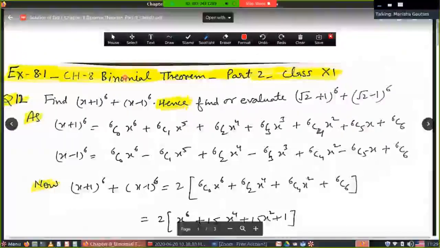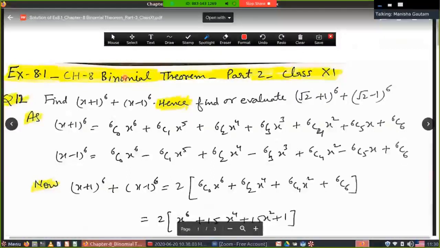In the previous lecture, we studied the binomial theorem, chapter 8. We studied how to apply the binomial theorem, what the binomial coefficients are, and the Pascal rule to find the coefficients of the binomial. Now, in this lecture, we will study a few questions of exercise 8.1.